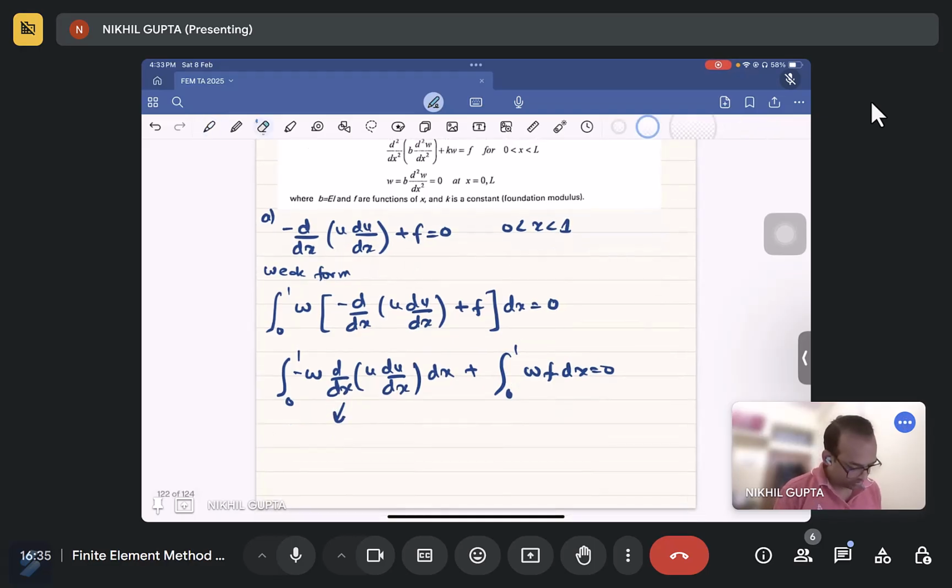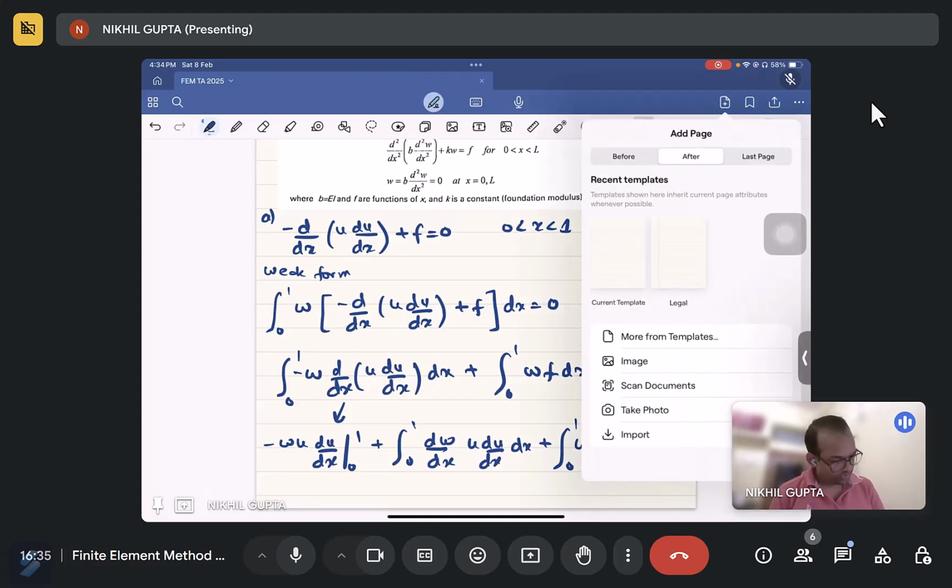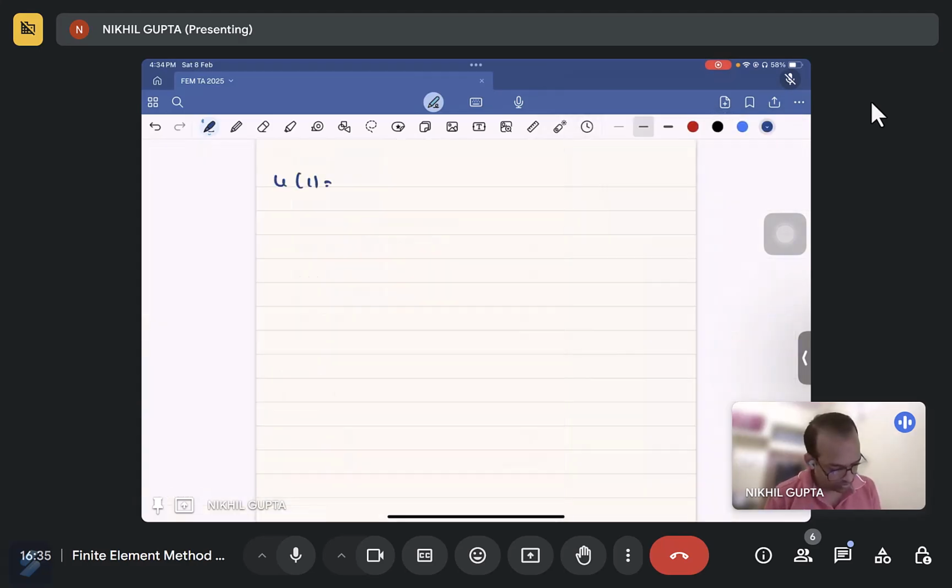So what we have is minus w u du by dx from 0 to 1, plus the integral from 0 to 1 of dw by dx du by dx, plus the integral from 0 to 1 of w f dx equals 0. Now the boundary condition is given as u(1) equals a root 2, and for this quantity w(1) should satisfy equal to 0.